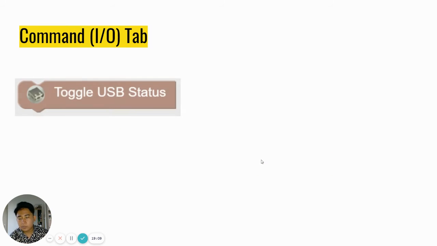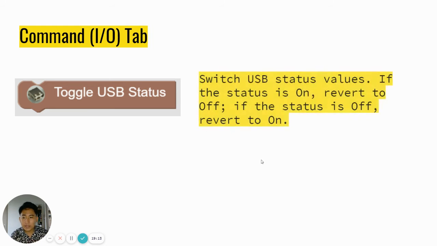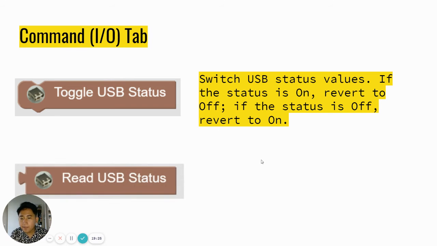All right. And then next is toggle USB status. It's the same as toggle earlier. If the status is on and then you toggle, it will change to off. And if the status is off and then you toggle, then it will turn on. And then we can also read the USB status. The USB status is the values 0 and 1. 0 is off, 1 is on.